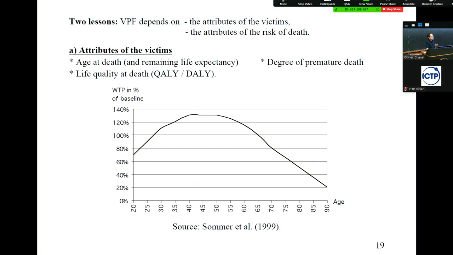It's not the same to die at 60 instead of 61, losing 1 year. It's not the same thing as if you die at 15 instead of 80. So you see that both the age at death and the degree of prematurity are going to matter.